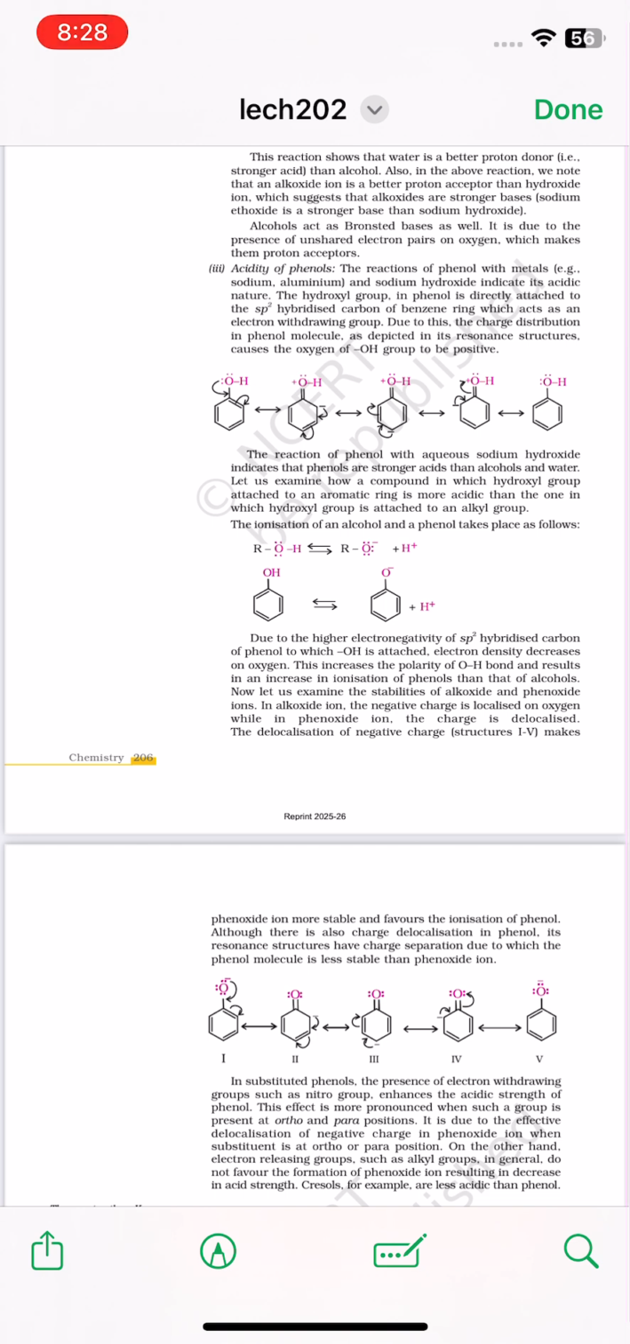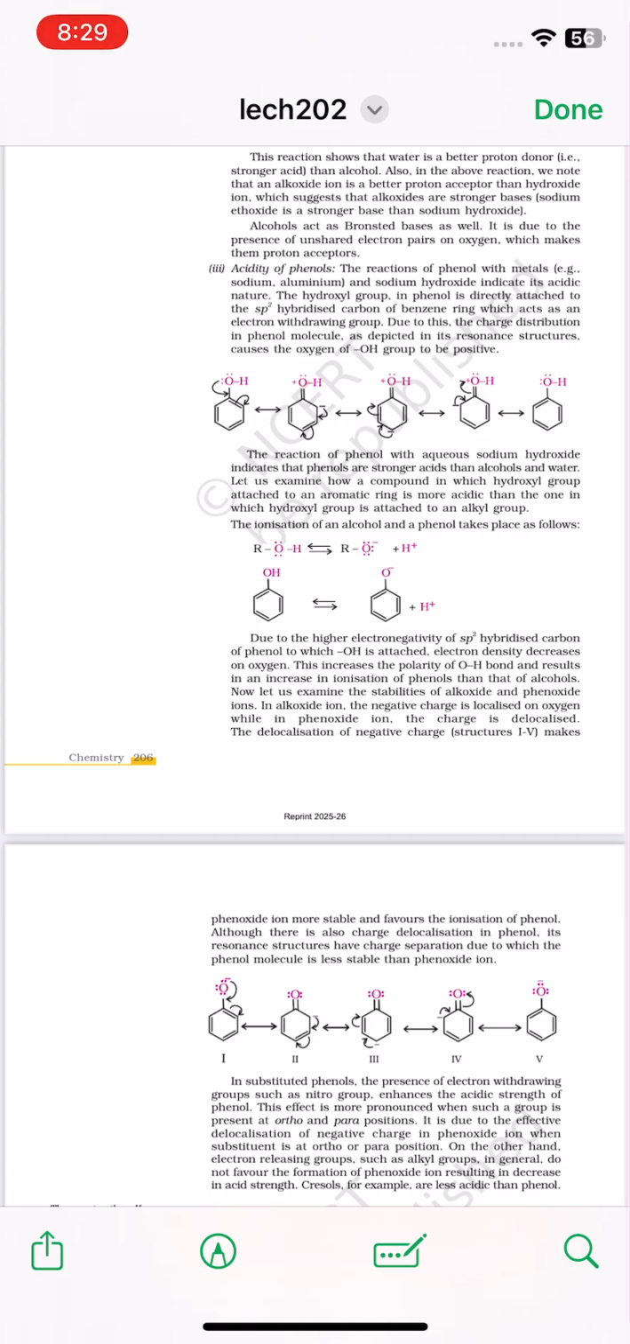Let us examine how a compound in which the hydroxyl group is attached to an aromatic ring is more acidic than one in which the hydroxyl group is attached to an alkyl group. The ionization of an alcohol and phenol takes place as follows. Due to the higher electronegativity of the sp2 hybridized carbon of phenol to which OH is attached, the electron density on oxygen decreases. This increases the polarity of the OH bond and results in greater ionization of phenols than that of alcohols.